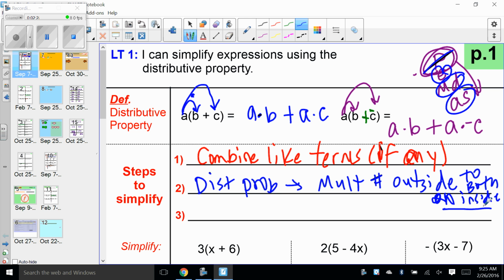Sorry about my writing there. I'm trying to write with a tablet pen right now. I'll let you catch up. Go ahead and write. Everybody should be writing step 2 right now. Use the distributive property, multiply the number on the outside to both numbers on the inside. All right, in step 3, then, of course, we would want to make sure that we simplify.